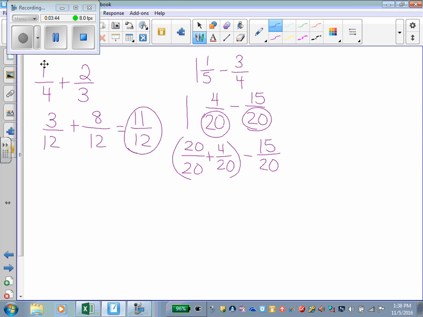So 20/20ths plus 4/20ths is 24/20ths minus 15/20ths. And what is that answer? Okay, so that answer is 9/20ths. Again, there is not a number that can go into both 9 and 20 evenly, so that is our answer.